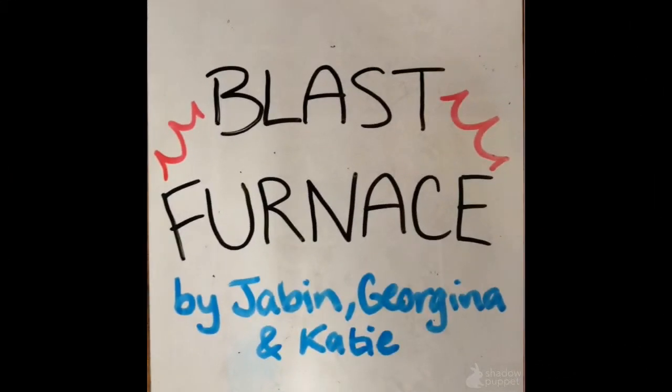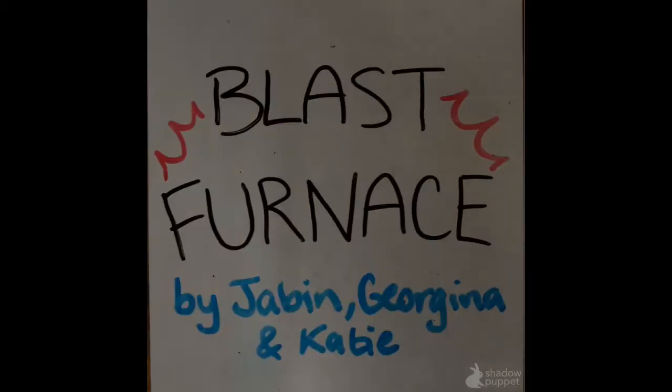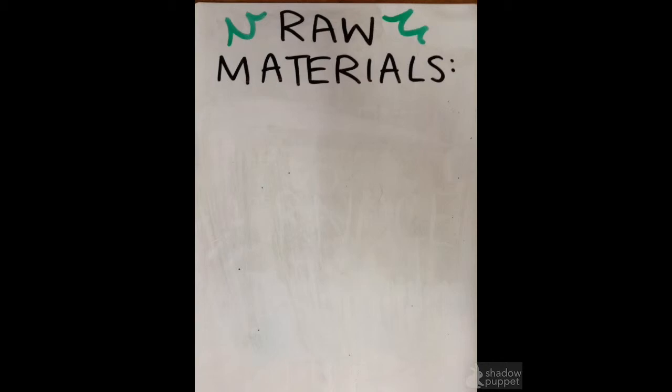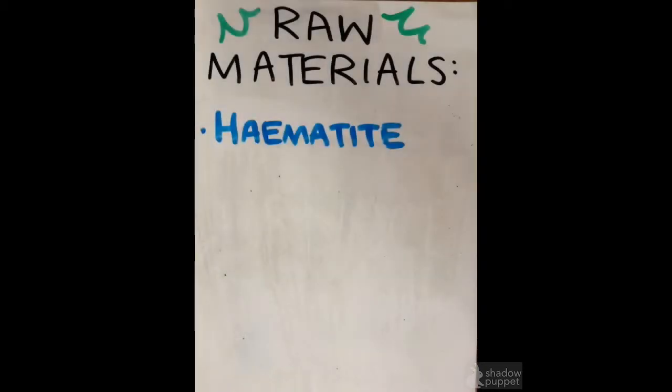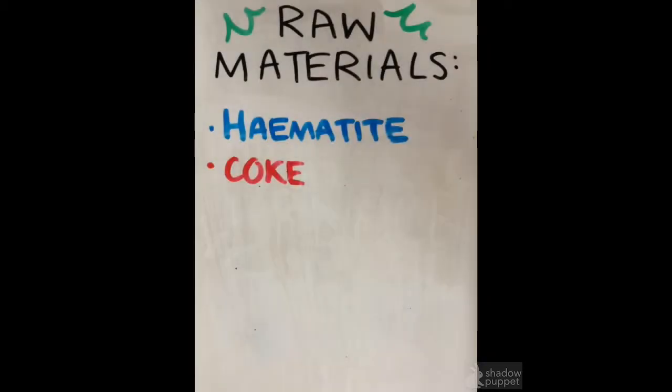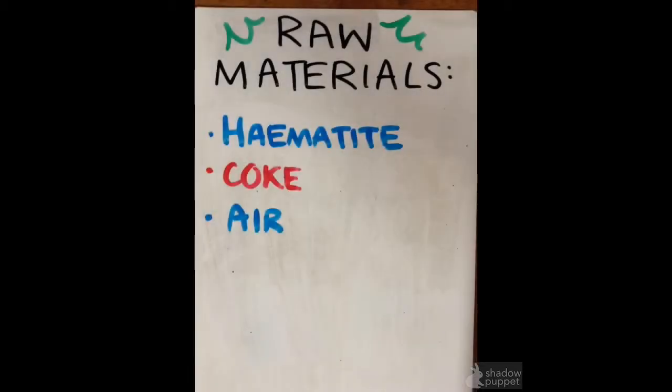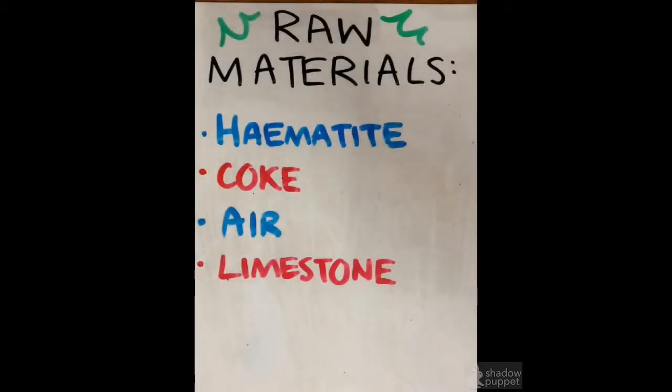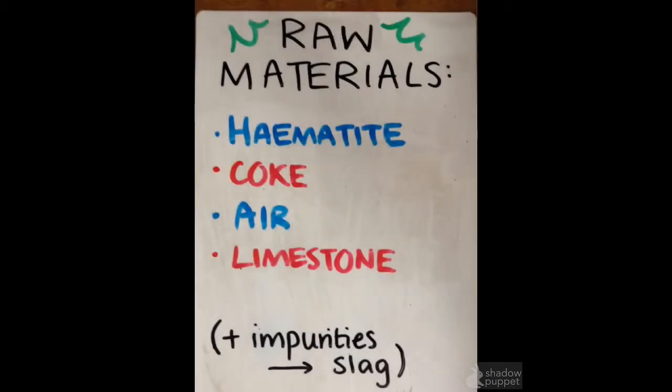Are used to extract iron from its ore, one of which is known as hematite. The raw materials used are hematite, coke, which is a cheap form of carbon made from coal, air, and limestone, which is used to remove impurities by reacting with them to form slag.